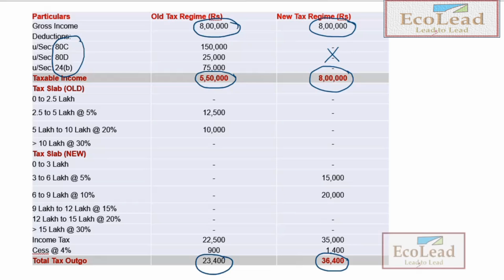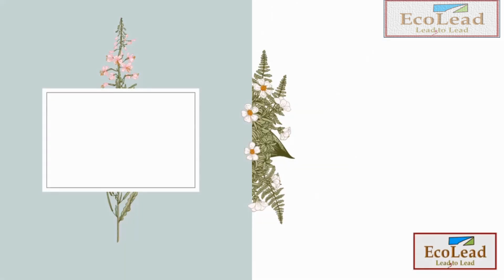If a person can substantially invest in the deductible amounts, then definitely the old tax regime is better than the new tax regime. However, if the person is not capable of investing in the investment opportunities that come under the deductions, then definitely the scenario will change and we need to calculate the total tax outgo in that particular case. I hope the concept is clear.